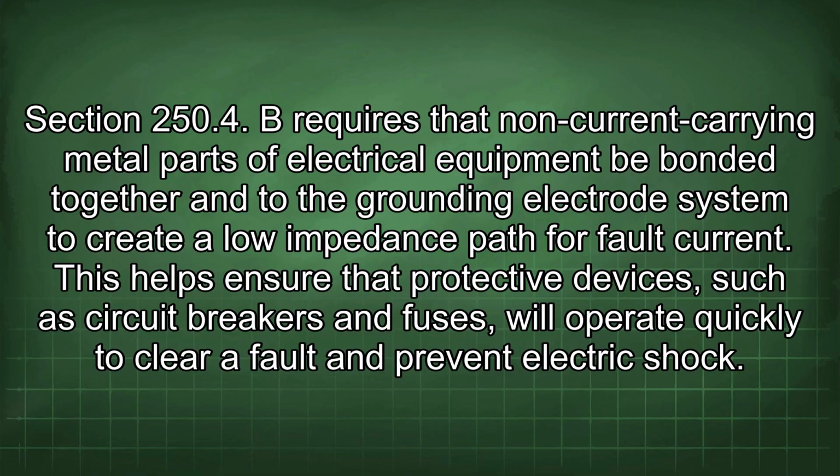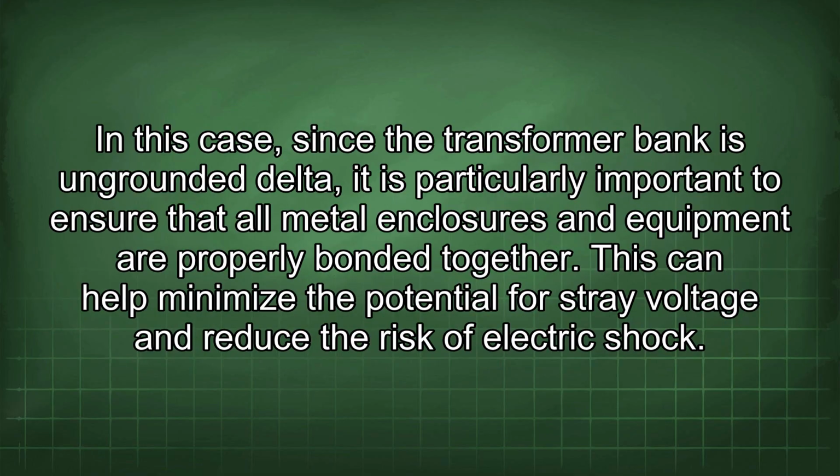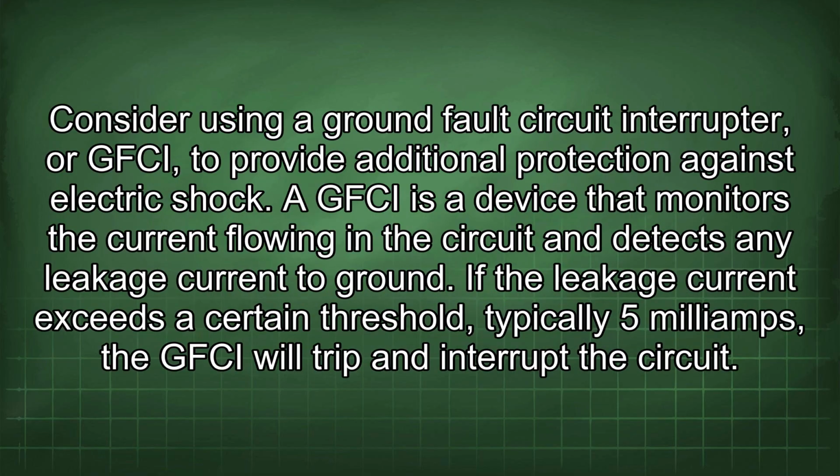This helps ensure that protective devices, such as circuit breakers and fuses, will operate quickly to clear faults and prevent electric shock. In this case, since the transformer bank is ungrounded delta, it is particularly important to ensure that all metal enclosures and equipment are properly bonded together. This can help minimize the potential for stray voltage and reduce the risk of electric shock. Consider using a ground fault circuit interrupter, or GFCI, to provide additional protection against electric shock.